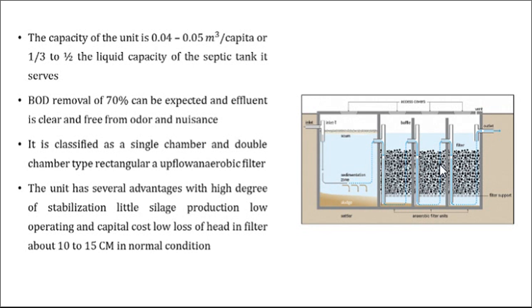It is classified as a single chamber and double chamber type of rectangular upflow anaerobic filters. So, it may be single, double or 3 filter chamber. The unit has several advantages with high degree of stabilization, little sludge production. Sludge means organic matter, low operating and capital cost, low head loss in filter, about 10 to 15 centimeter in normal working condition.